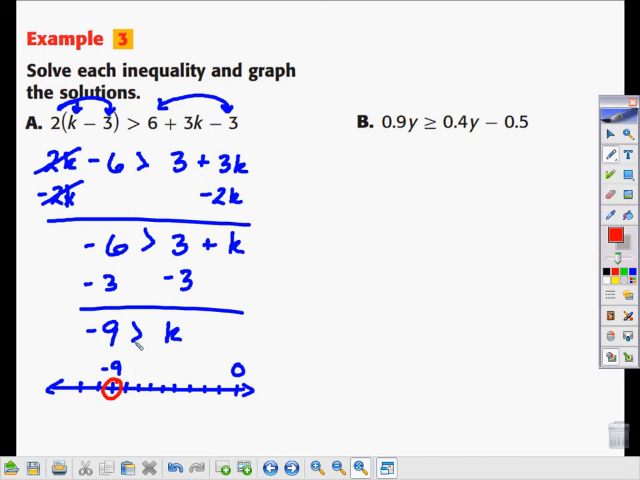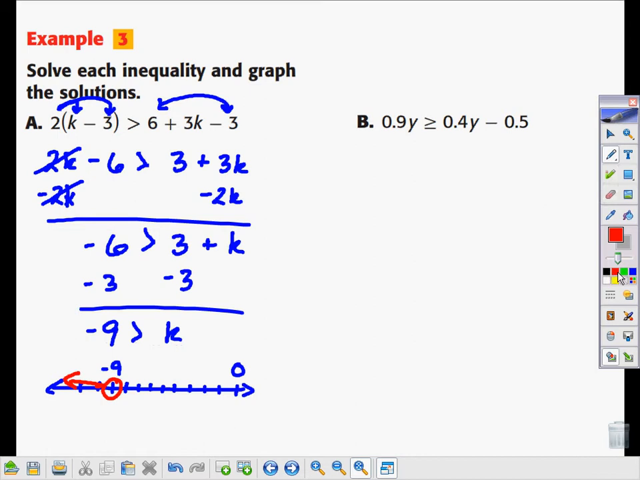And k is strictly less than, it's on the less than side of negative 9, so strictly less than, so I leave it as an open circle. It's not equal to. And then k is less than, so that's going to be to the left, right? Because it's on the smaller side of the inequality, so k is less than negative 9.